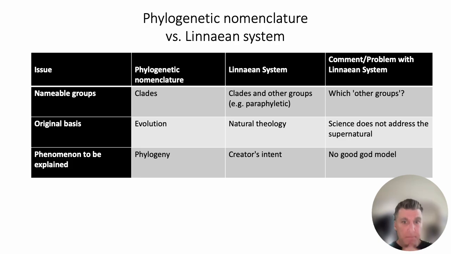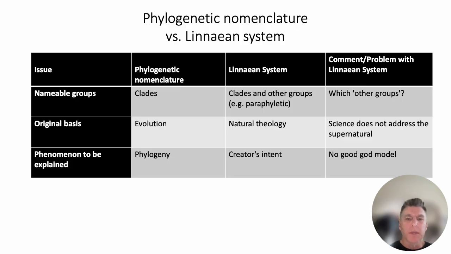In the Linnaean system, you are clearly, originally, trying to show what God was thinking, and the purview when you're trying to learn about God by using the natural world is called natural theology. Talking about the phenomenon to be explained, phylogeny in the case of phylogenetic nomenclature, and then in the Linnaean system, your purview is natural theology. What you're trying to show is the Creator's intent. What was the Creator trying to show? Why did the Creator choose these things as species?